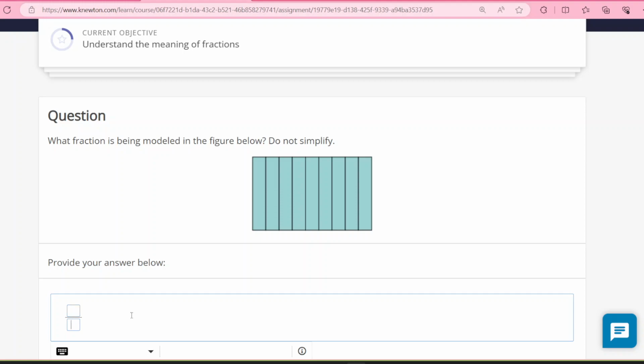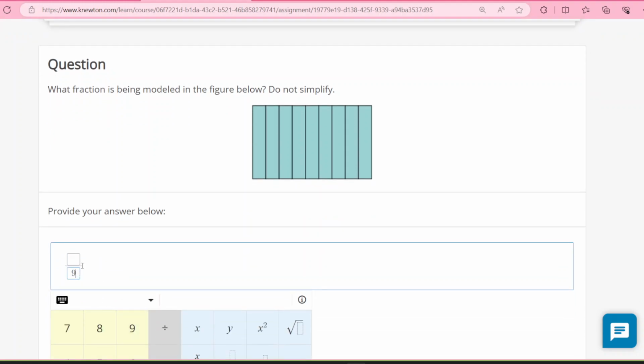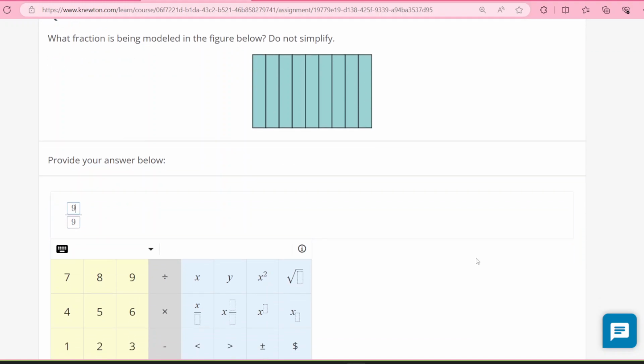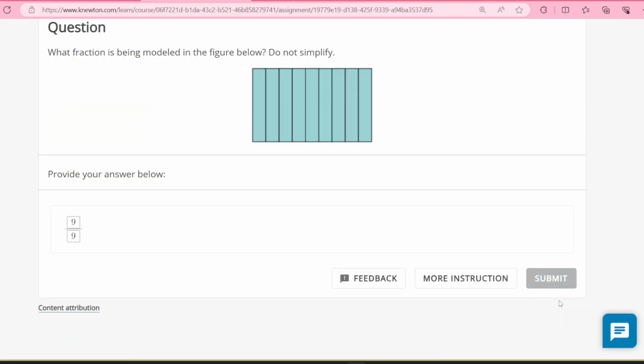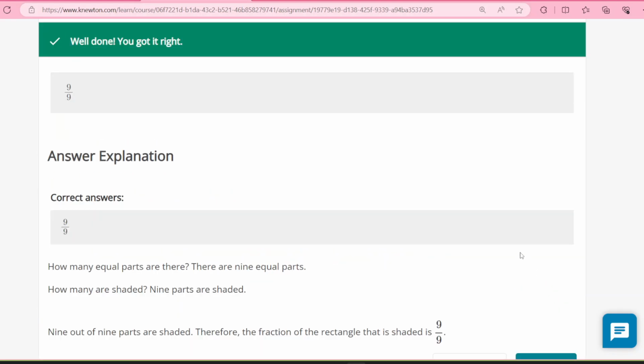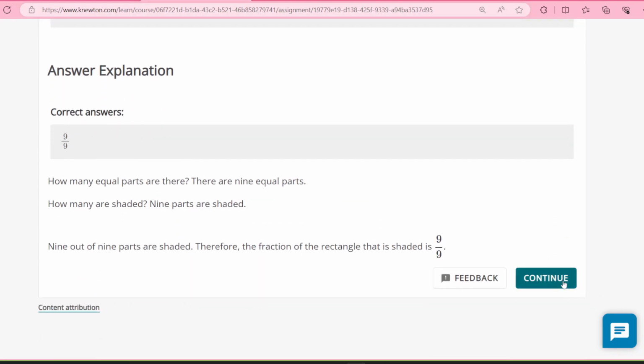Again, broken up into 9 equal pieces, so the denominator is 9. And how many of those are shaded? All 9 of them. So 9 out of 9, which I know is 1. I know that's 1, but they ask us not to simplify here. 9 out of 9. Okay.